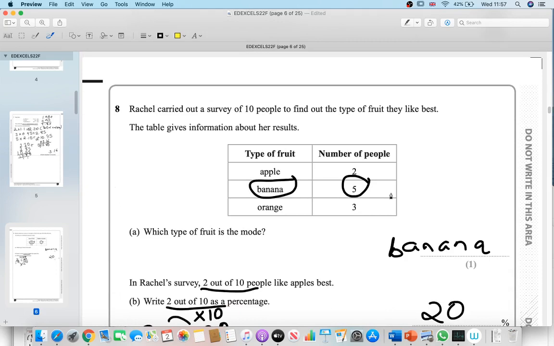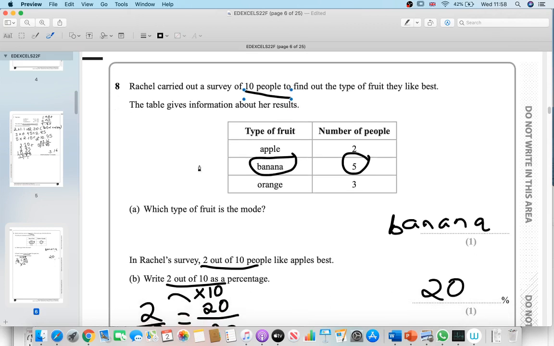Right, guys, question number 8. Rachel carried out a survey for 10 people to find out what type of fruit they like best. The table shows information about the results. Okay, so type of fruit, number of people. Apple 2, banana 5, orange 3.